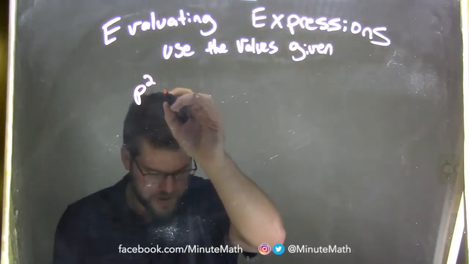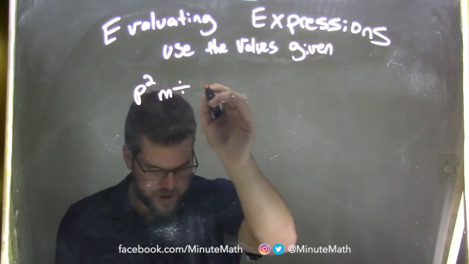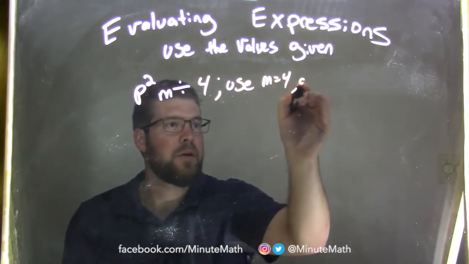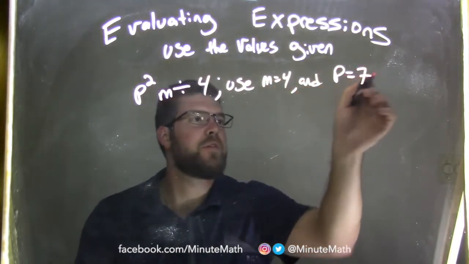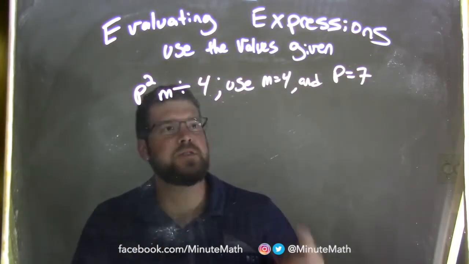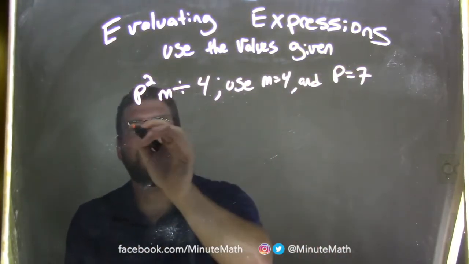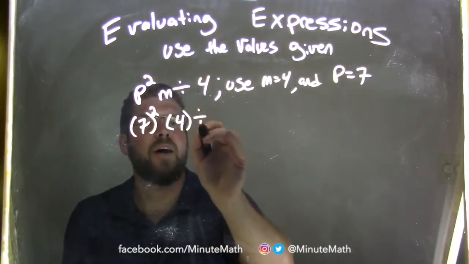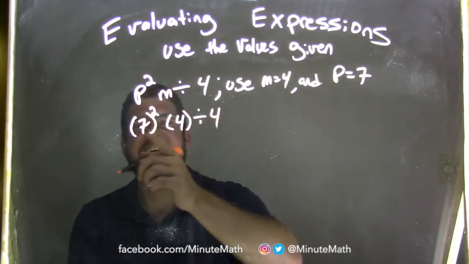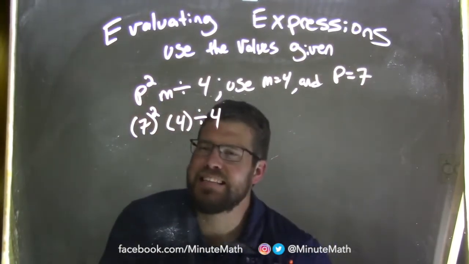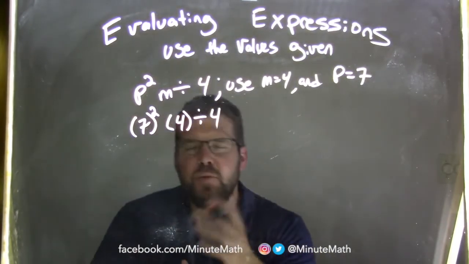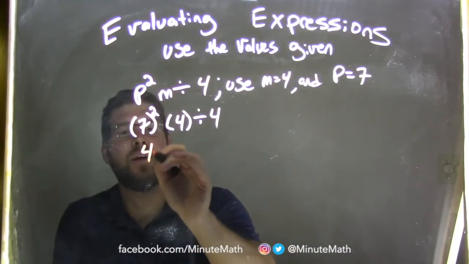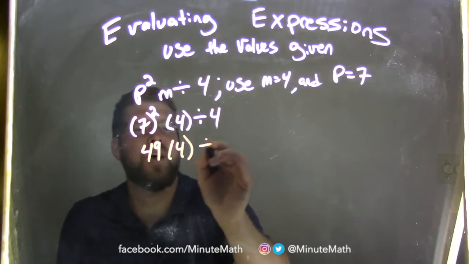P to the second power times m divided by 4. And we want to use m equals 4 and p equals 7. All right? We need to substitute first. So m is 4 and p is 7. So let's put 7 in for p. 7 squared times m, in this case, which is 4, and divided by 4. And this is where parentheses help declutter everything. It kind of separates it. It shows what's going on here. Well, 7 squared comes first, right? 7 squared, which is 49, times 4 divided by 4.